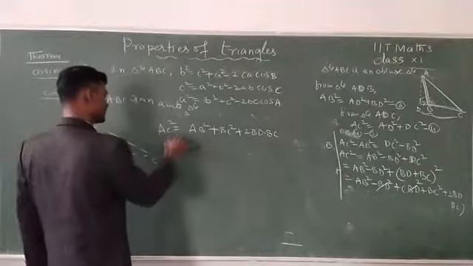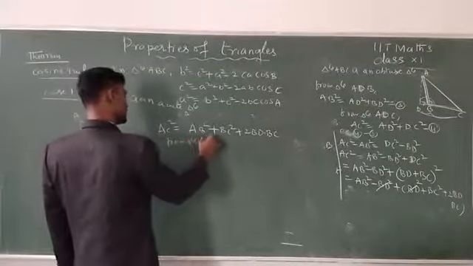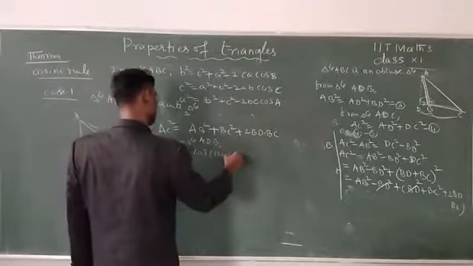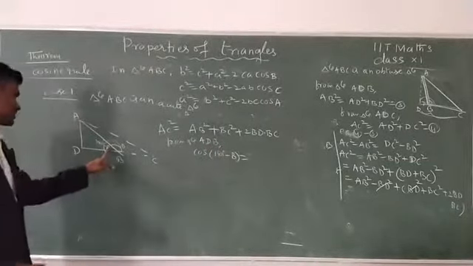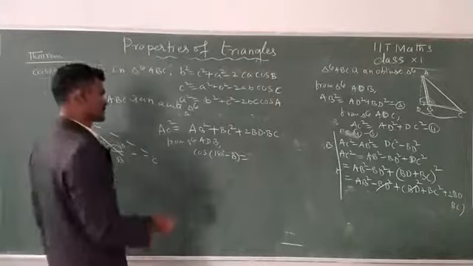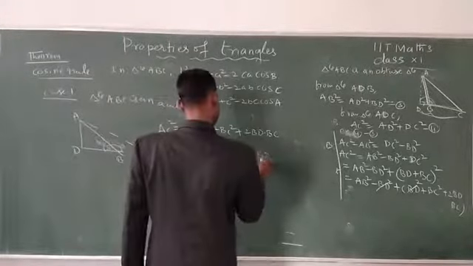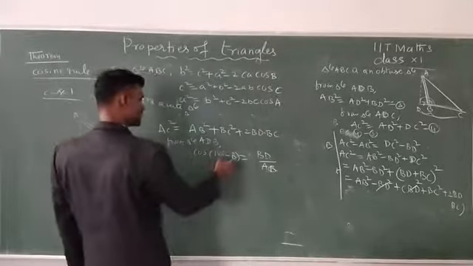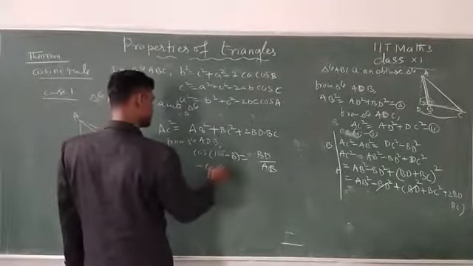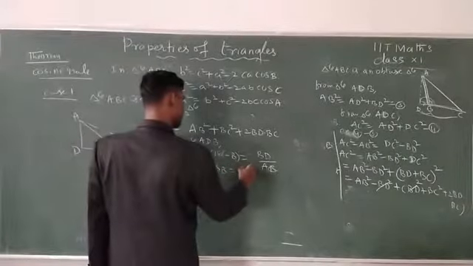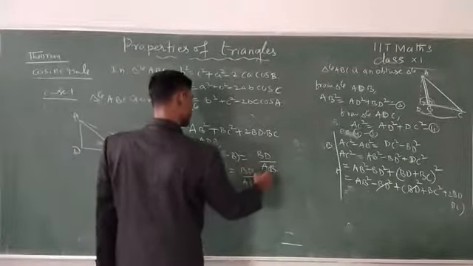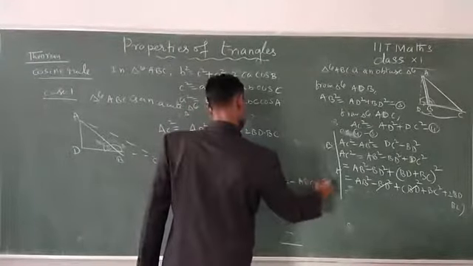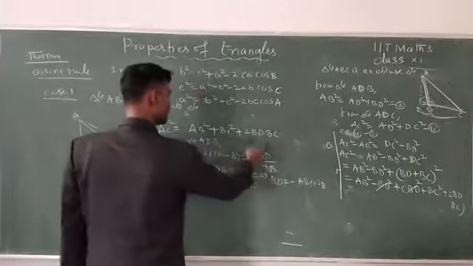Now from triangle ADB, cos 180 minus B is equal to adjacent side by hypotenuse. Adjacent means here BD by here AB. Now cos 180 minus theta means minus cos theta, so minus cos B is equal to BD by AB. Cross multiply, BD is equal to minus AB cos B. This BD you have to substitute here.